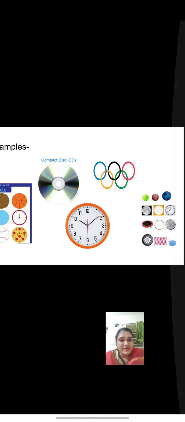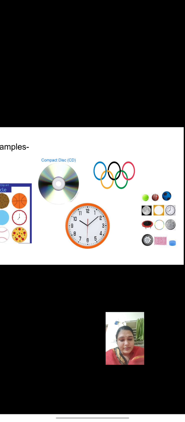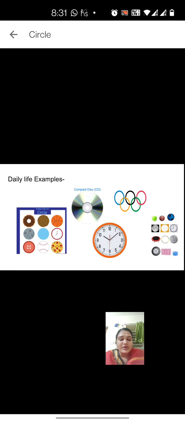The coin you see, the moon you see. We know that moon is a 3-dimensional thing, but when we see it from the earth, we see it as a 2-dimensional circular form. The ring, the button, the dots, the ball, all things are of circular shape. So students, easily you can sense that circle is everywhere in our life.